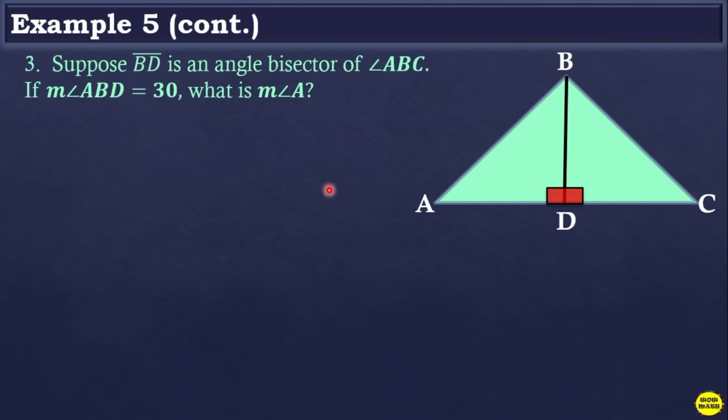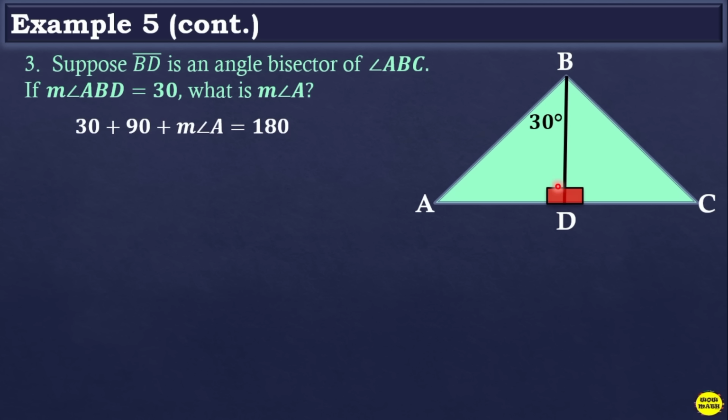Next, suppose that segment BD is an angle bisector of angle ABC. If the measure of angle ABD, so ito po yung angle ABD natin, if this is 30 degrees, okay, 30 po yun, what is the measure of angle A? So, paano natin to kukunin? So, i-add lang po natin.